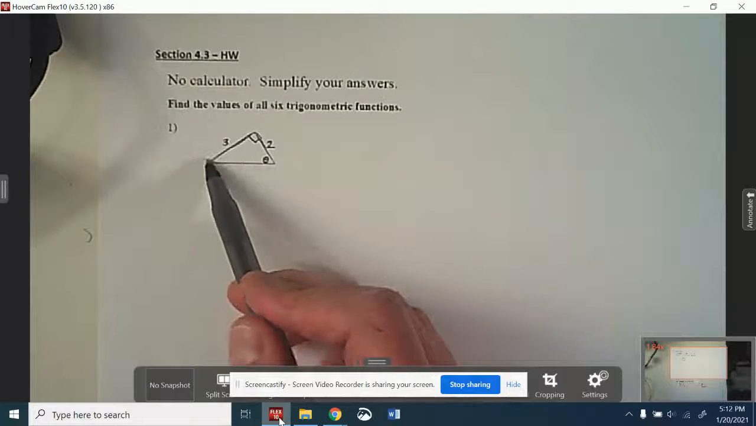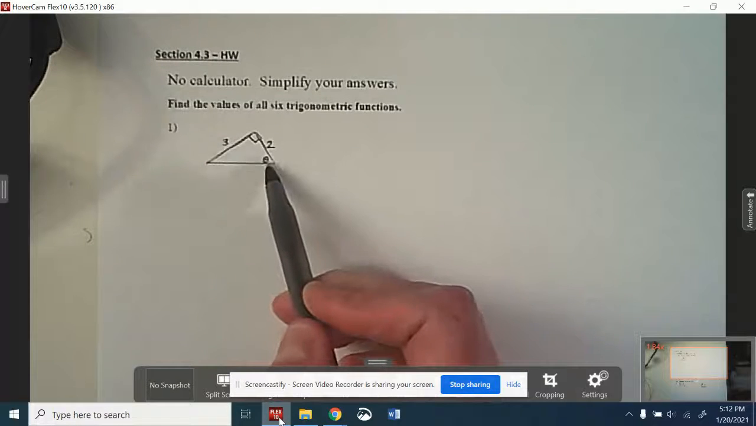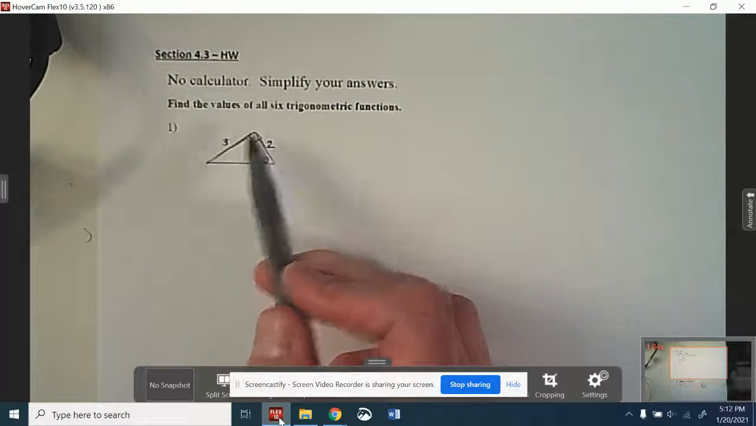So here's our first one. Go ahead and draw this triangle in your notebook. This side has a length of 2, this side has a length of 3, and I've selected this for our angle theta. This is the right angle. Theta has to be an acute angle. It can't be the right angle.